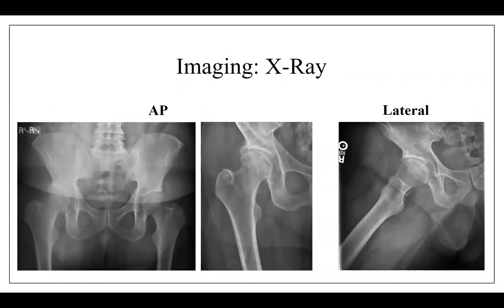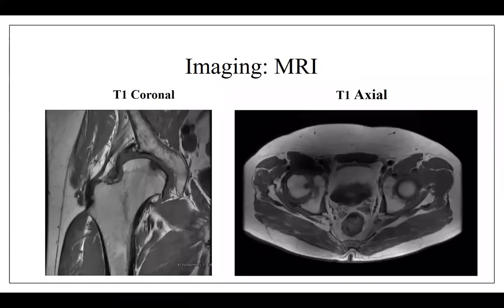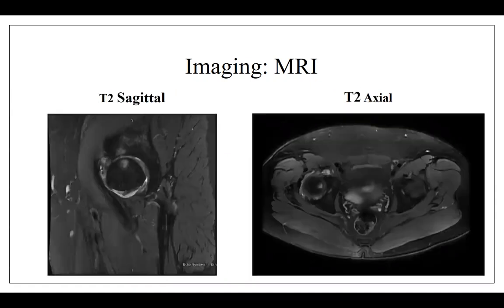X-ray images were obtained for this patient. On the left, we have AP films, and on the right, we have a frog-leg lateral of his right hip. We can see that there are some changes in the superior aspect of the femoral head. MRI images were also obtained. These are his T1 images. There's a low intensity signal present in the superior aspect of the right femoral head shown on these images as well. These are the T2 images. There's a high intensity signal also present in that superior aspect of the femoral head. So this patient was diagnosed with AVN of his right femoral head as seen on the MRI images.